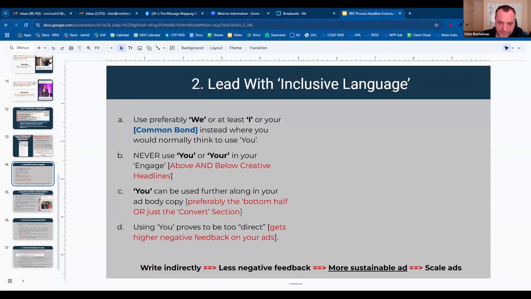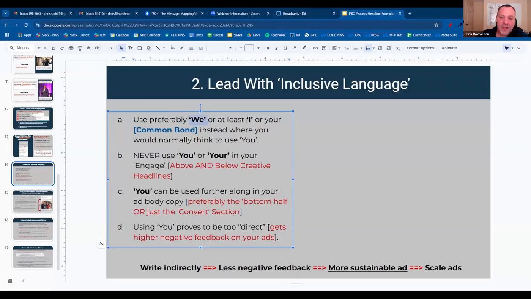I'll talk about that. So lead with inclusive language. Use we or I or your common bond instead of where you would normally think to use the word you. Okay. Never use you or your in your engage. Okay. In the engage, the intro, the above and below creative headlines. We sometimes call it the engage, sometimes we call it the intro, and sometimes we just say above and below creative headlines. You can be used further along in your body copy, preferably the bottom half or just the convert or the call to action section. Okay.